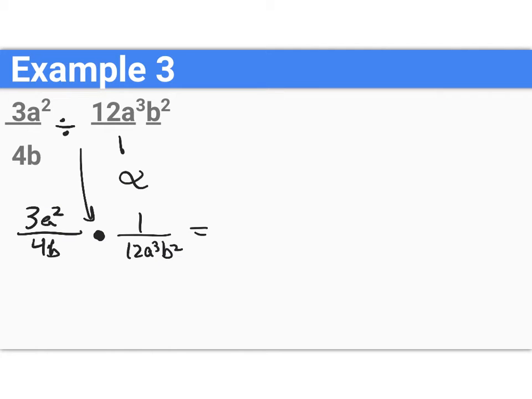We're going to get 3a squared times 1 is 3a squared over 48 a cubed b cubed, and 3 again, 3 goes into 48 16 times. A squared cancels out with the a, so this cancels out, this cancels those out. That's 16. So you got 1 over 16ab cubed, and that's what you have.